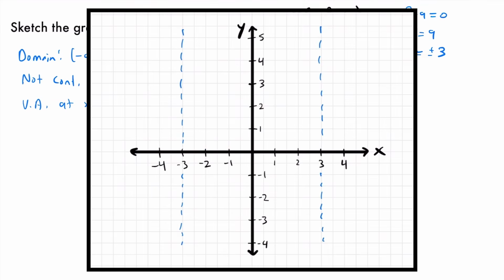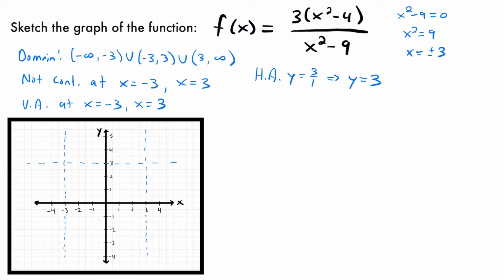All right, so then let's draw in our horizontal asymptote, which we know is at y equals 3, and so we'll draw an asymptote right across there. All right, so now that we're done with that, we are ready to find our x and y intercepts of our function.